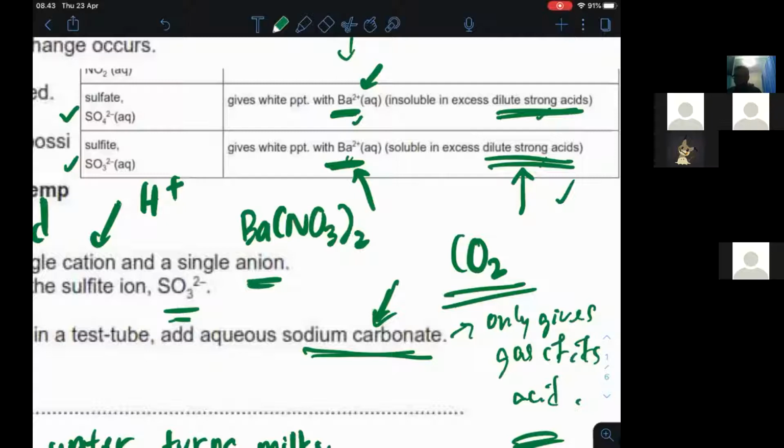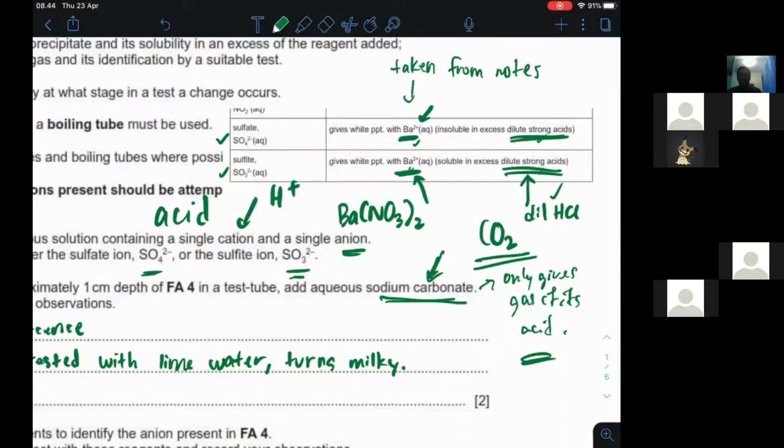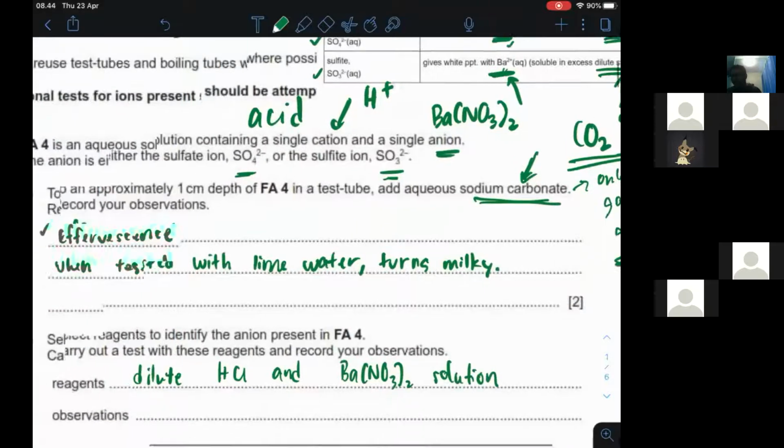Chelsea, suggest a strong acid. Dilute what? Hurry up, let's not waste time. Hydrogen chloride. Yeah, it means hydrochloric acid. When I was doing this question, I was thinking of a strong acid, and there are so many strong acids. I have nitric acid, I have sulfuric acid, I have hydrochloric acid. The first thing that came into my mind was sulfuric acid.